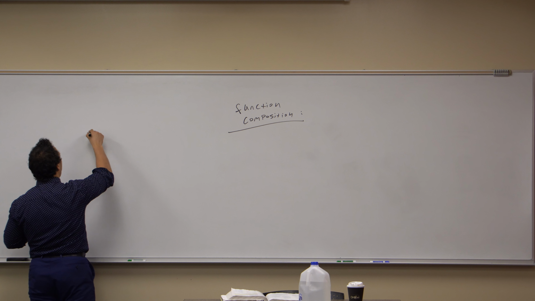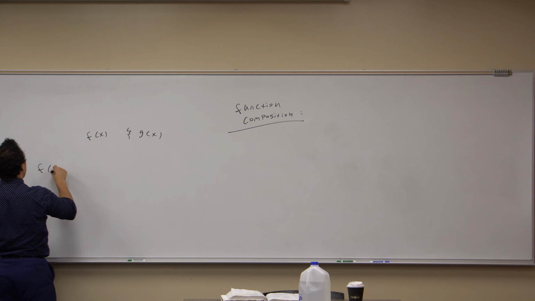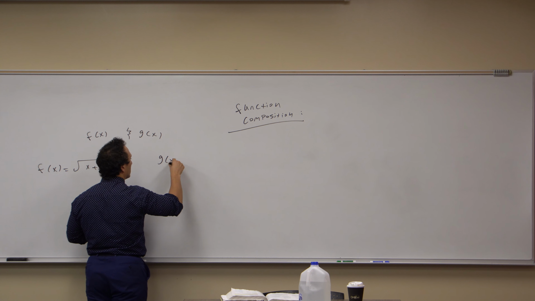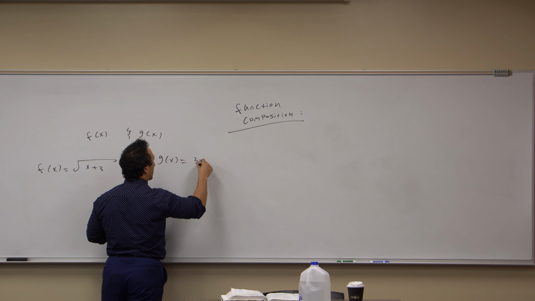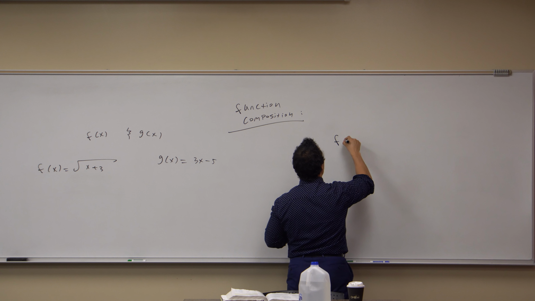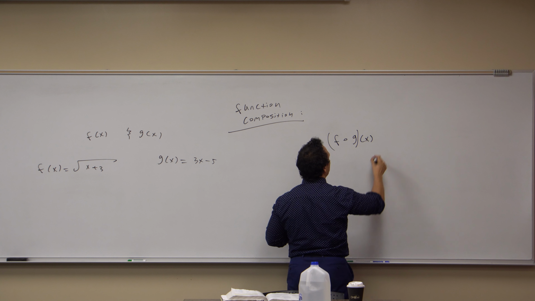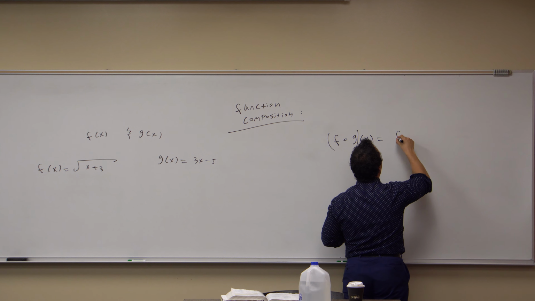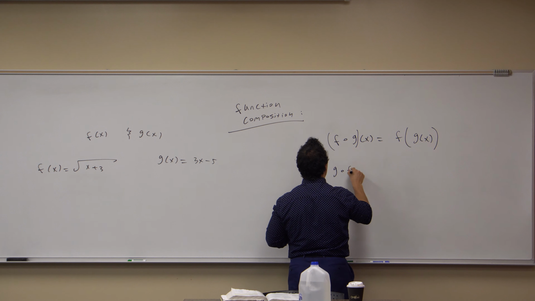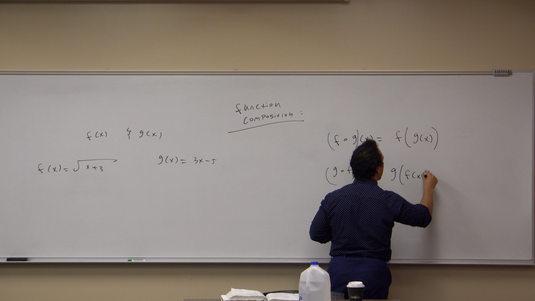So if I have a function f of x, and I have a function g of x, and let's say f of x is equal to the square root of x plus 3, and g of x is equal to 3x minus 5, then I can do an operation between these functions. F composed with g of x is equivalent to f of g of x, whereas g composed with f of x is g of f of x.